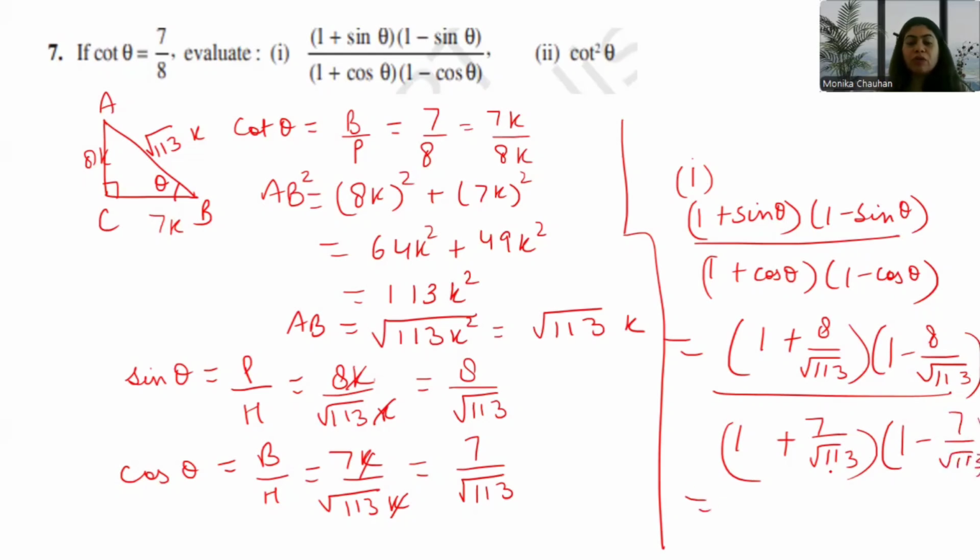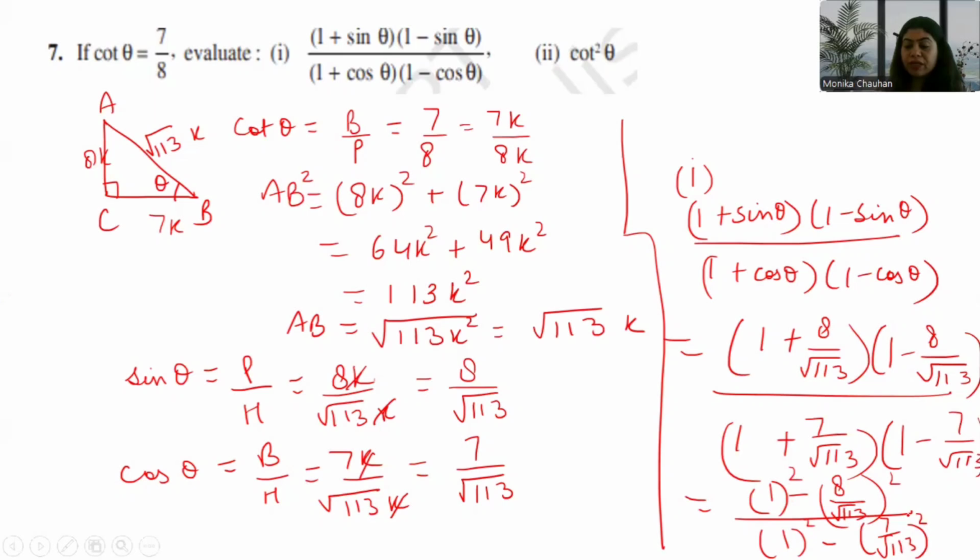Okay. Now, do you know a plus b and a minus b is a square minus b square? So can I combine using that identity, if you remember? A square minus b square. So 1 square is 1 minus 8 upon root 113, whole square. So a square minus b square, I'm combining like this, and a square minus b square for the denominator as well.